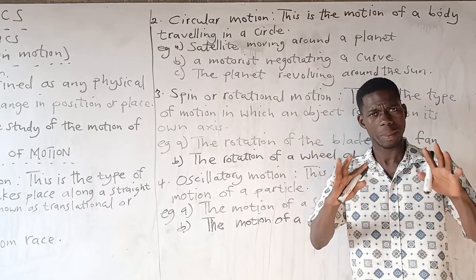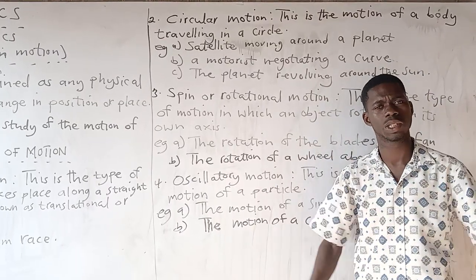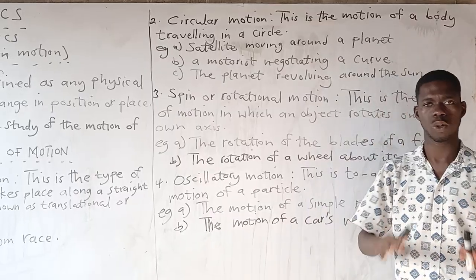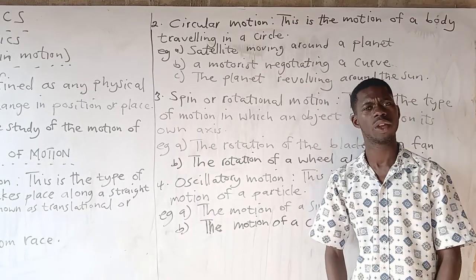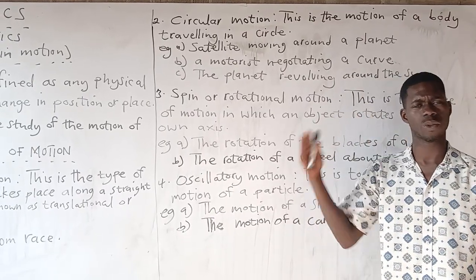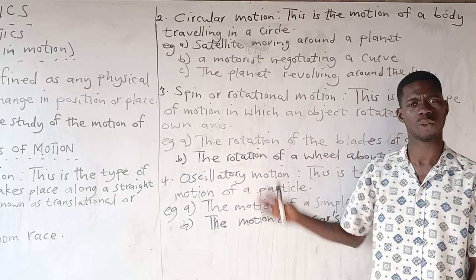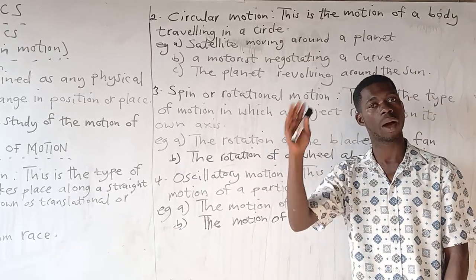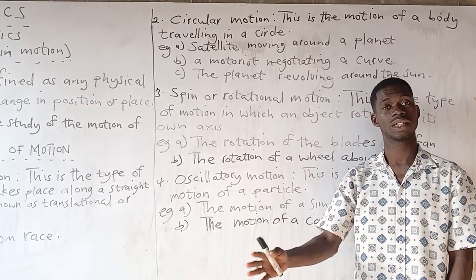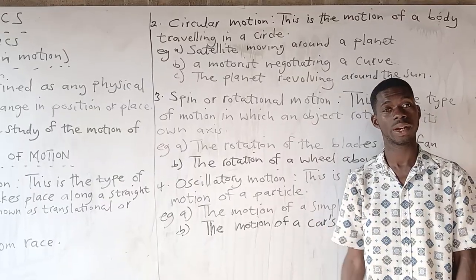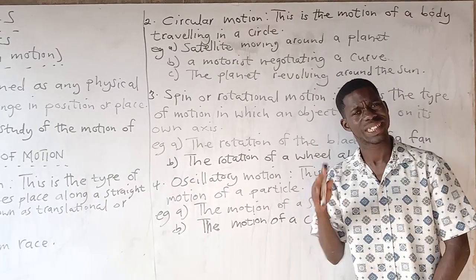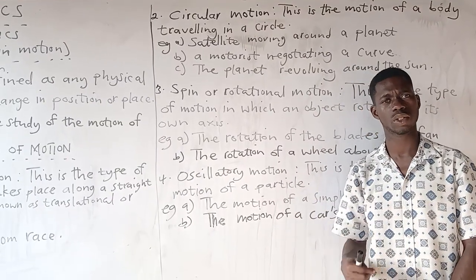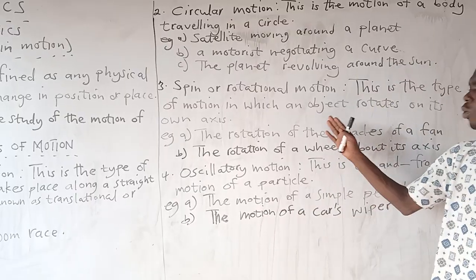So now we can see that there's a far difference between circular motion and rotational motion. If they ask you what circular motion is, don't mistakenly write that of rotational motion. Because for circular motion, the body travels in a circle or circular form. But for rotational motion, that's when the body rotates on its own axis.